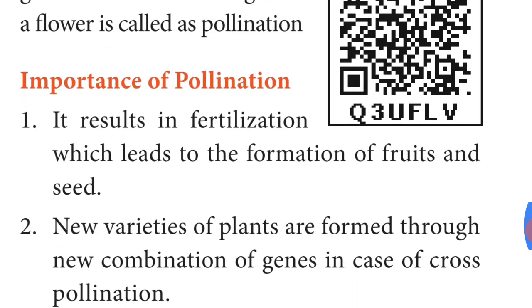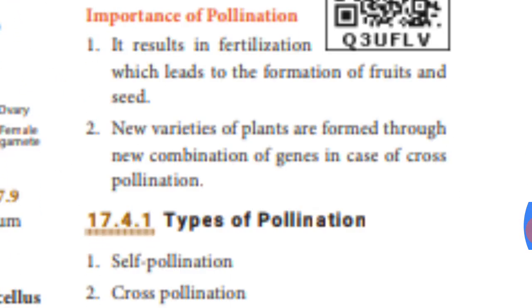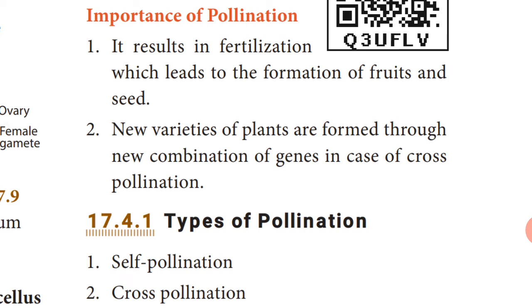So, importance of pollination. Why should pollination take place? It results in fertilization, which leads to the formation of fruits and seeds. So pollination is the first step that leads to fertilization. Next, new varieties of plants are formed through new combinations of genes in the case of cross pollination. So in cross pollination, the new combination is there, and that's why new varieties can also be produced.